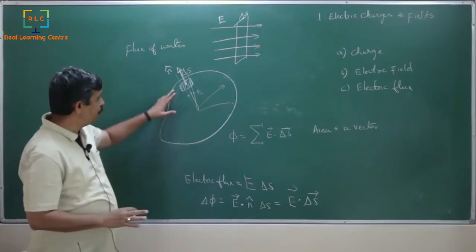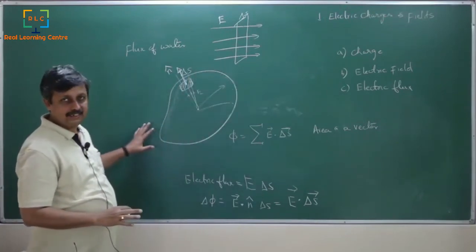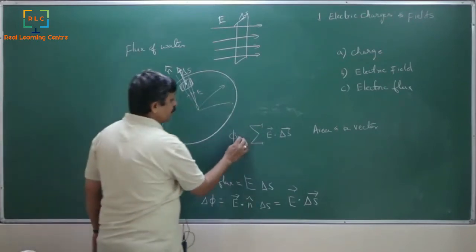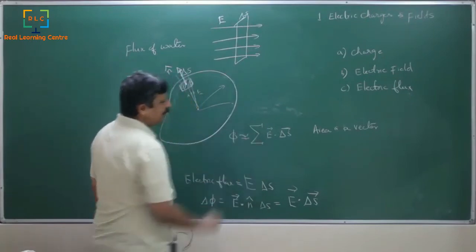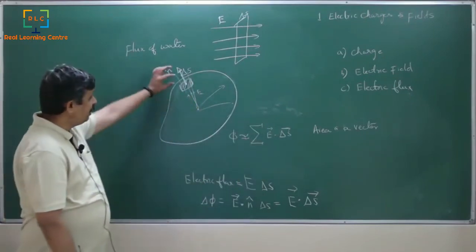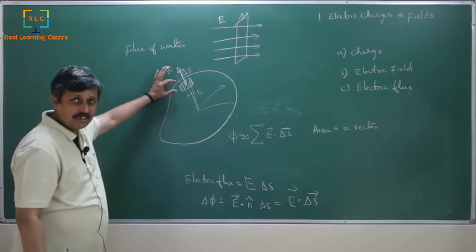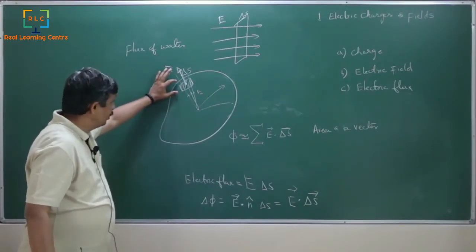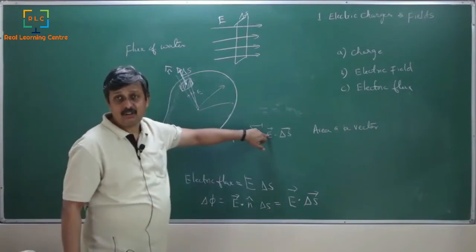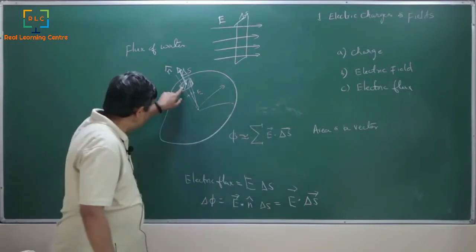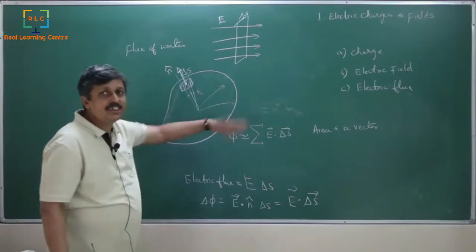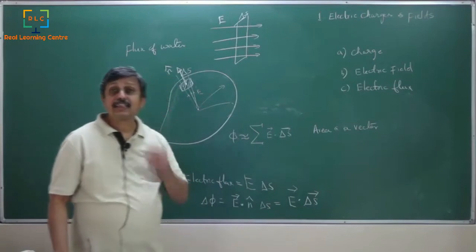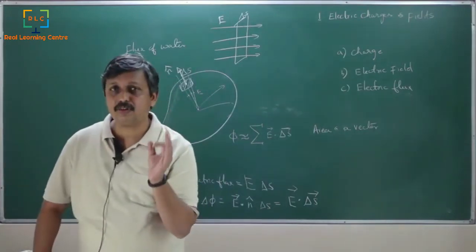That is the total number. You are counting all the E's. So E dot delta S you will get. And this is actually approximate. Why is it approximate? Because delta S, however small you cut it, inside the delta S itself, E may not be constant all the time. E may be varying within this small area, in which case we have made a mistake by multiplying. But if you make the delta S tend to 0, then this is going to work.